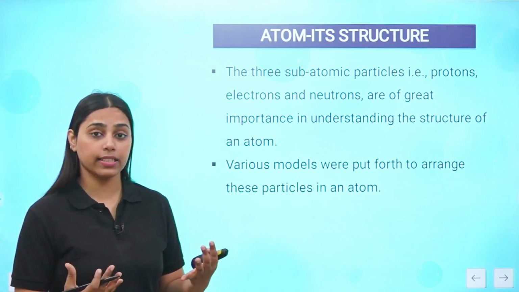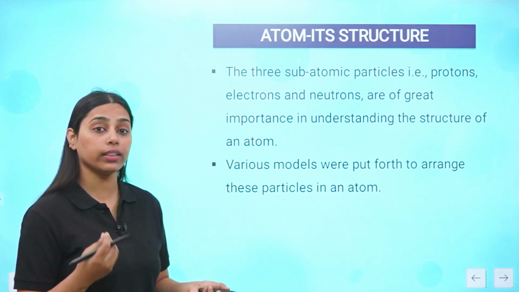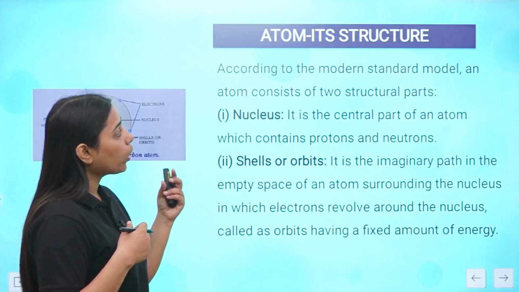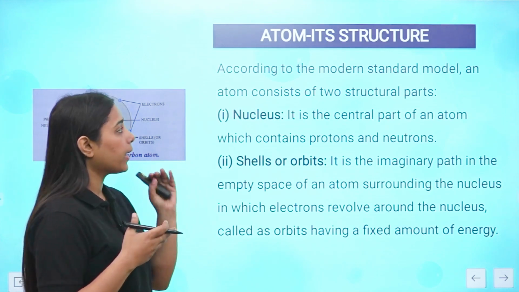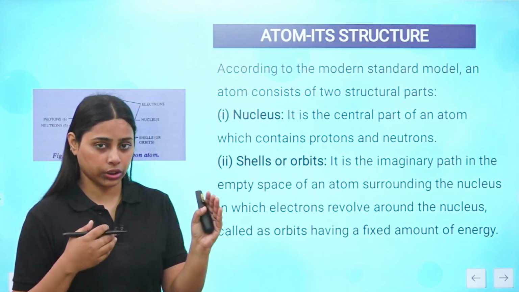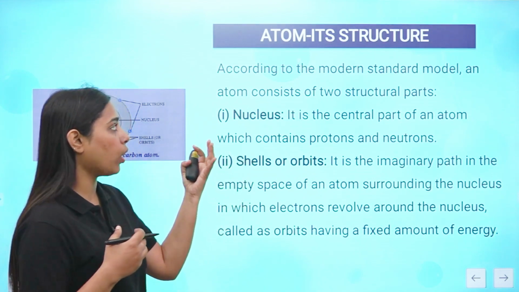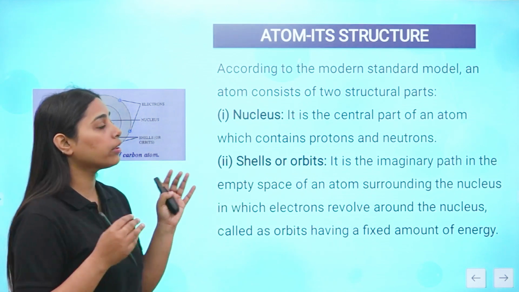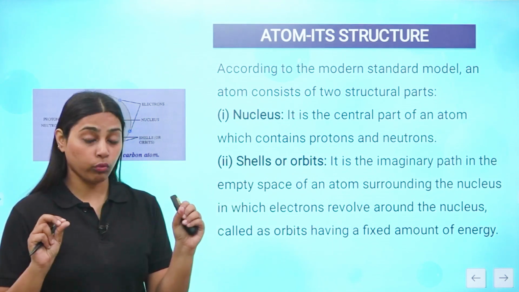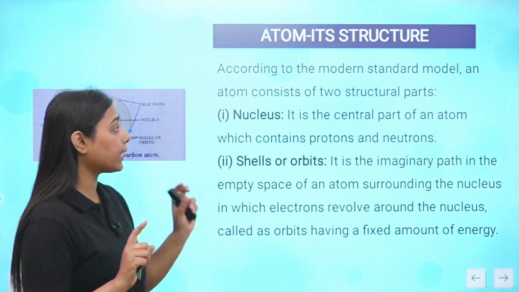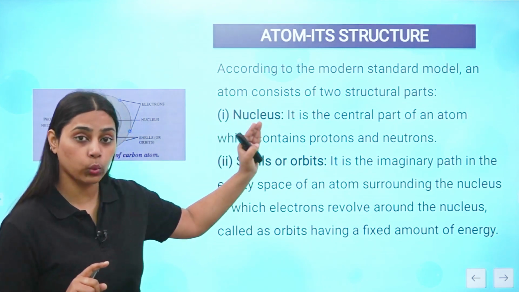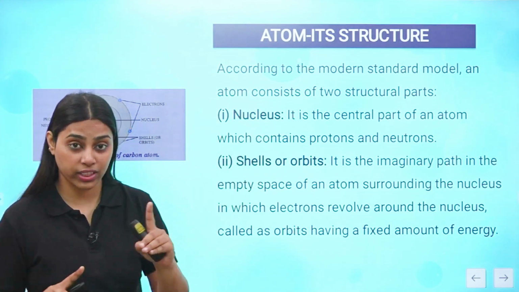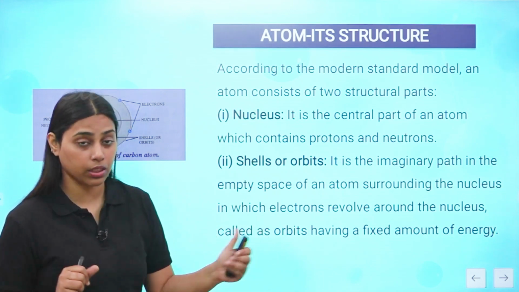So now we'll be discussing what these models are, how these have been deduced, and how the particles are arranged in an atom. According to the modern standard model, an atom consists of two structural parts. As I said, models will be discussed in detail in your higher class only, but right now, the one specific standard model states that an atom has one part known as the nucleus and the other part known as shells or orbits. We have seen the term electron shells. It is that same term.